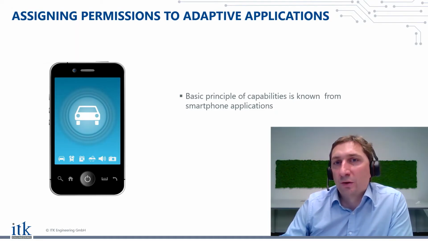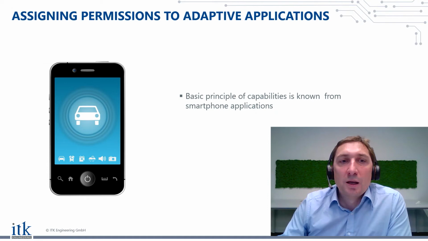In the next chapter, I would like to show you the modeling or the configuration of identity and access management. This is done using ARXML. So if you are familiar with the modeling of AUTOSAR, then this will look very familiar to you. If not, then just concentrate on the semantics.